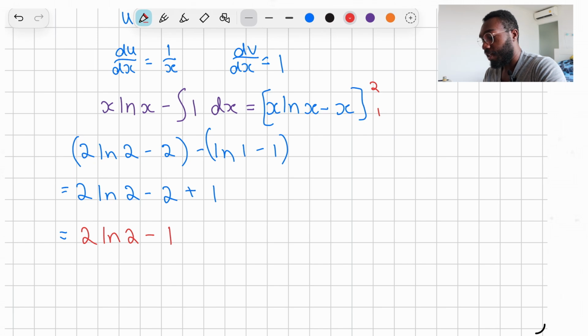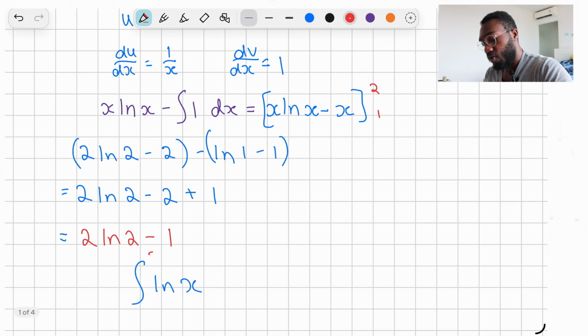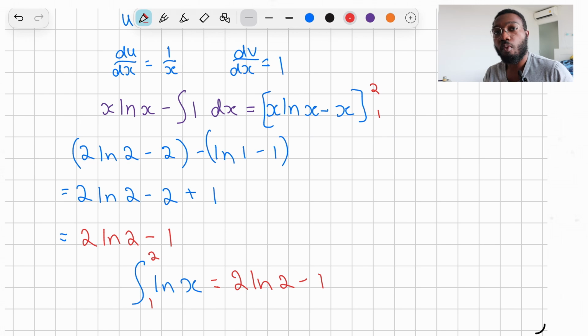So what does that tell us? That tells us that the integral of ln x with the limits of 2 and 1 is equal to 2 ln 2 minus 1.